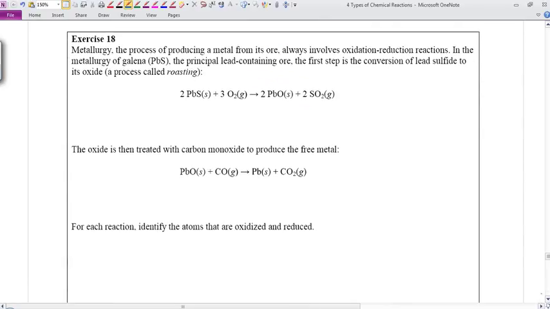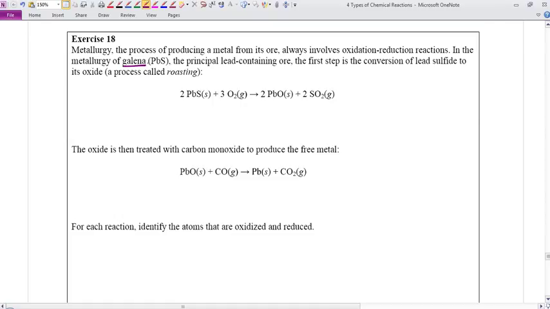Metallurgy: the process of producing a metal from its ore. That's what the mining industry in this company was built from. It always involves oxidation-reduction reactions because you're trying to get this chunk of rock to actually give you the metal itself. It's just that we see 2 chemical reactions here, so it's a 2-step process. So in the metallurgy of the mineral galena, which is what we usually call something that we've dug out of the Earth's crust, mined for, shall we say, it's the principal lead-containing ore.